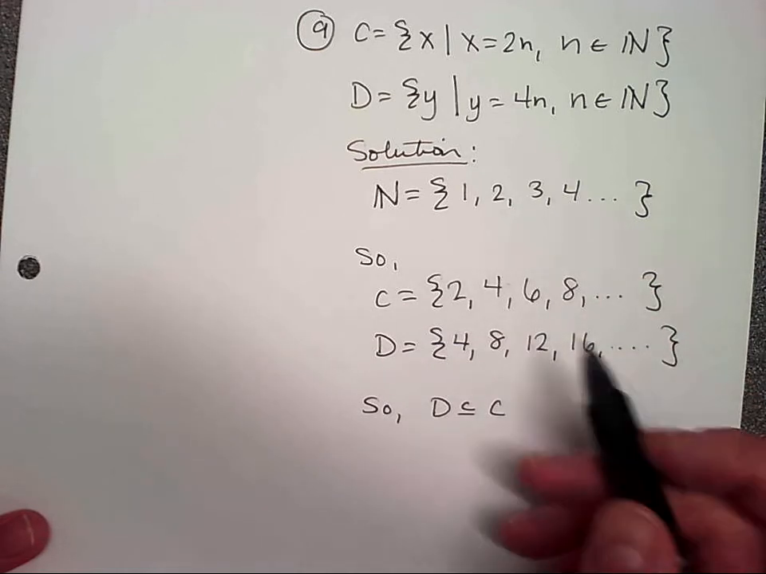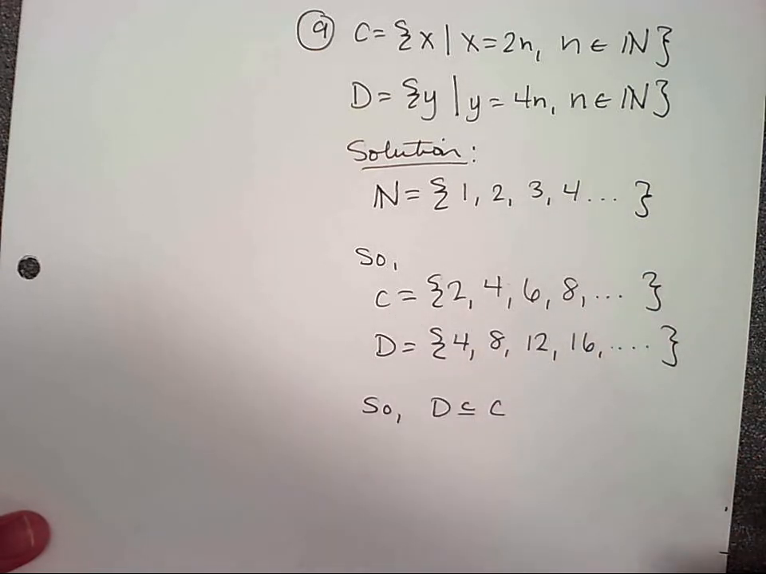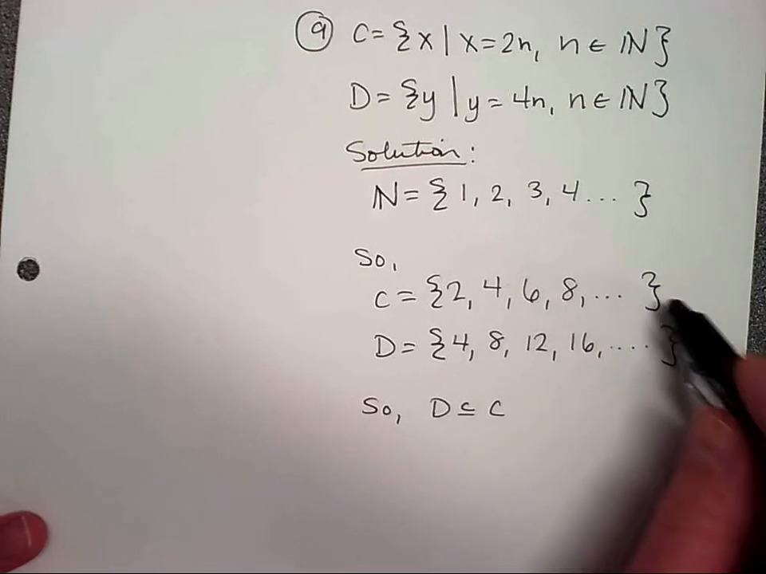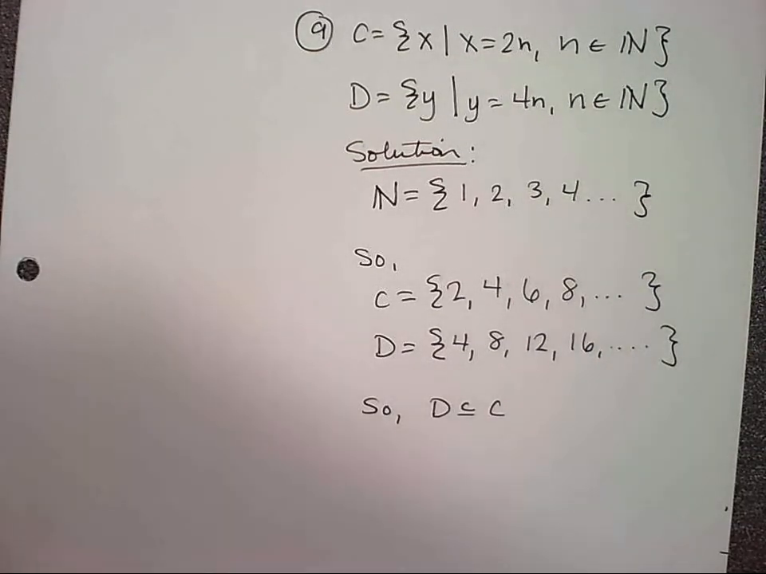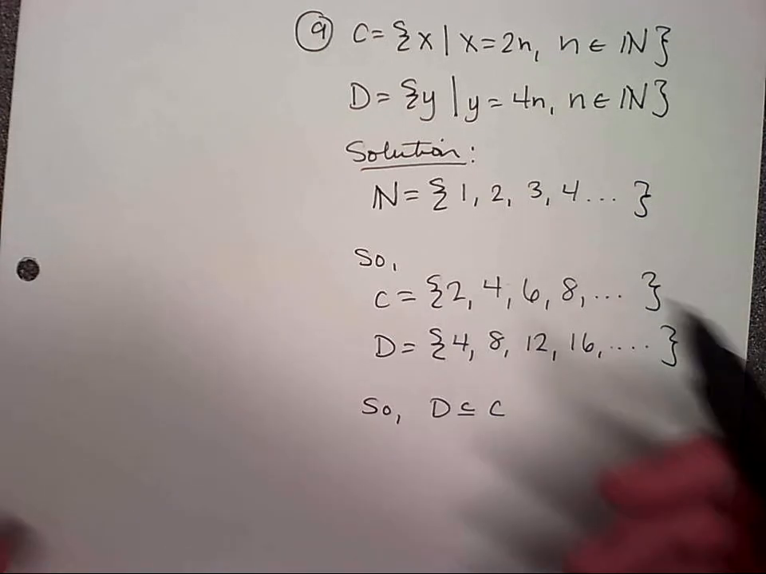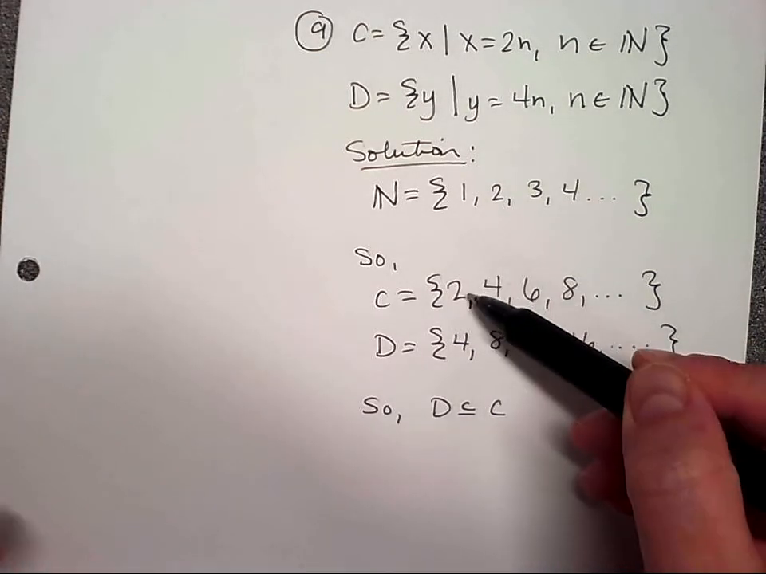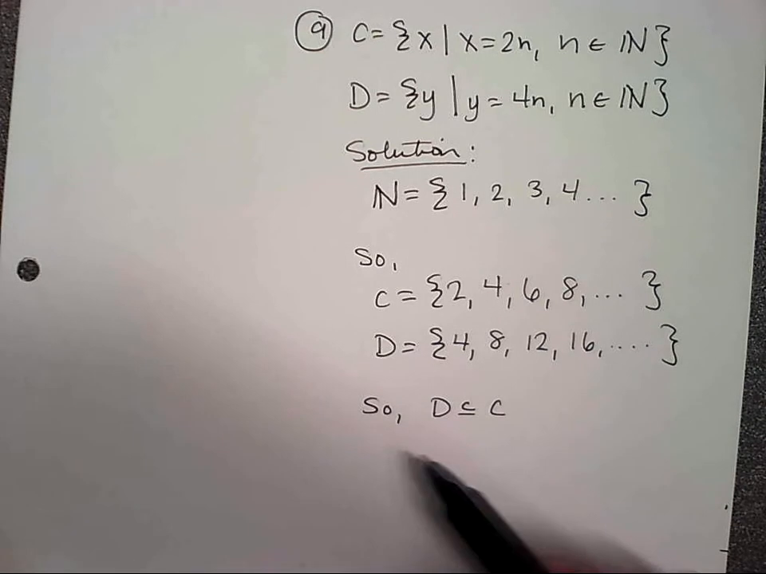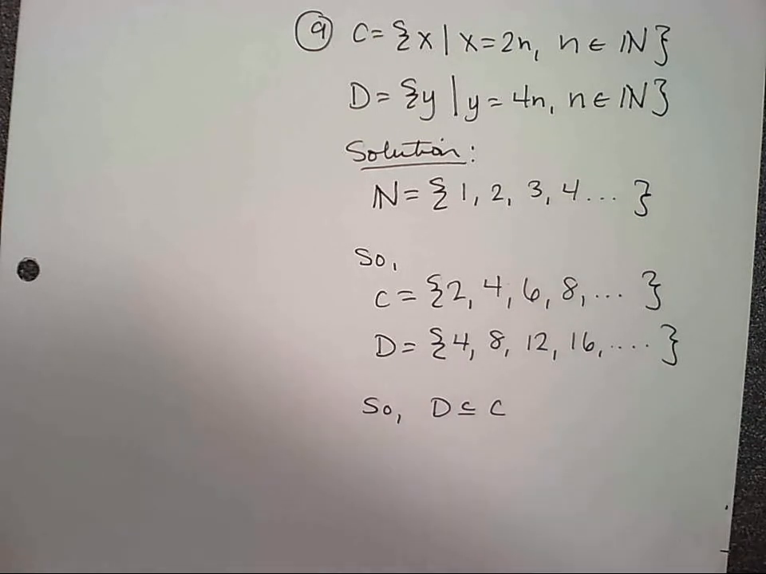Good. Is C a subset of D? No, why not? Tell me one element in C that is not in D. 2. 2, 6, right? 2 is an element of C that's not in D, so C is not a subset of D, but D is a subset of C. Good. All of the elements of one set are also in the other set.